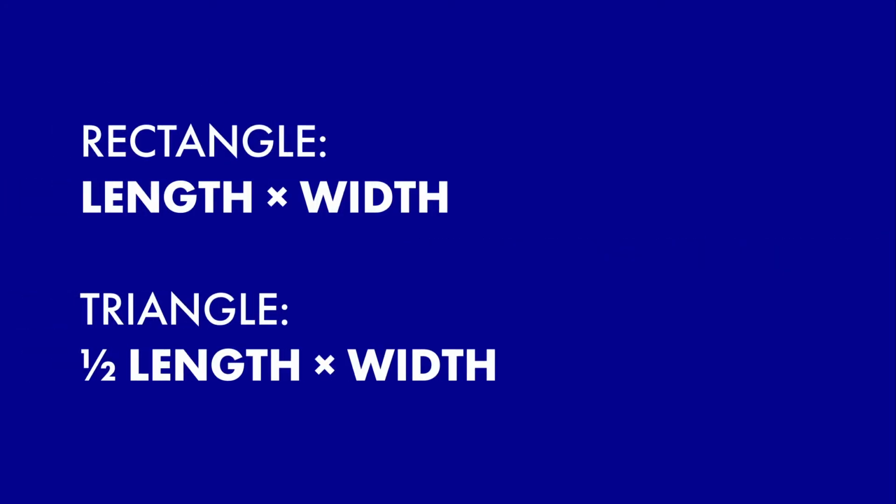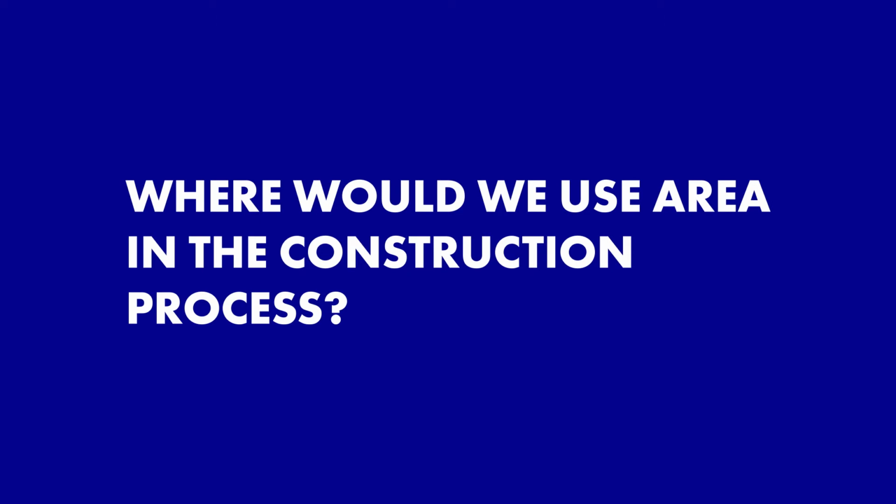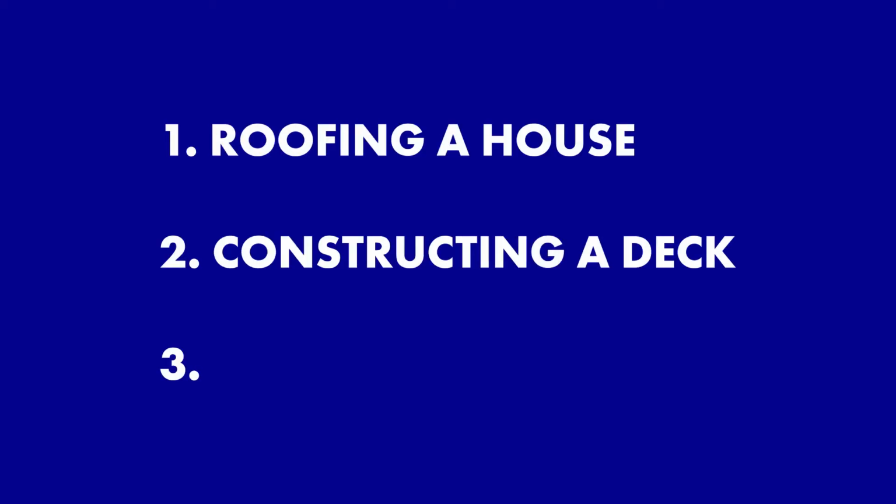Now that we know our formulas for determining the area of a rectangle or triangle shape, we can examine where builders use area in the construction process of building a house. First, let's try and think of a few applications where we would see the use of area in the construction process. Today we are going to examine how and why we calculate the area in the following aspects of building a house: roofing a house, constructing a deck, and installing drywall.